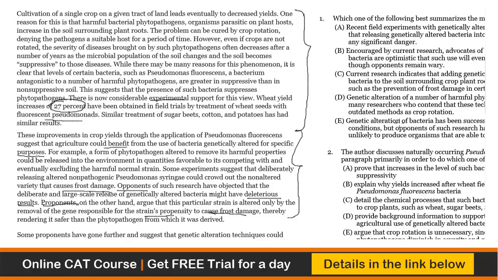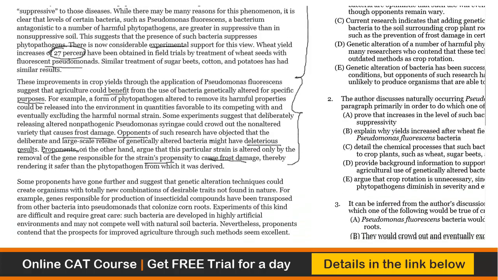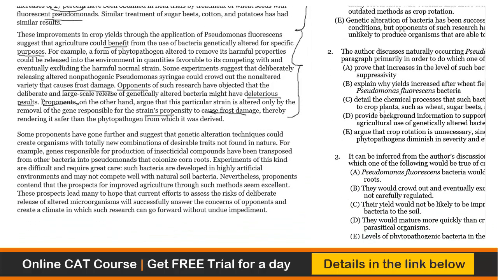And then further in the paragraph, we have some proponents who have gone further and suggest that genetic alteration techniques could create organisms with totally new combinations of desirable traits not found in nature. For example, genes responsible for production of insecticidal compounds have been transposed from other bacteria into Pseudomonas that colonize corn roots. Experiments of this kind are difficult.